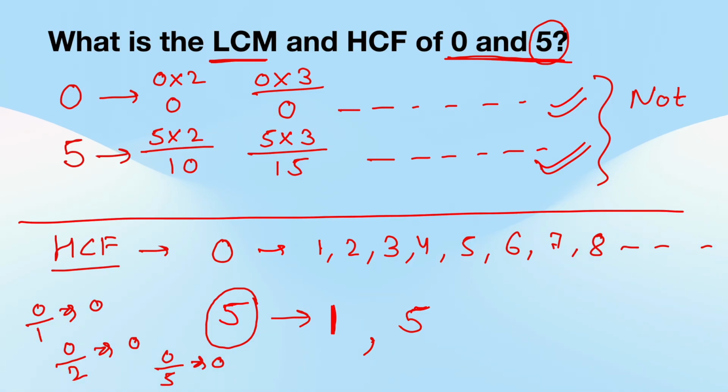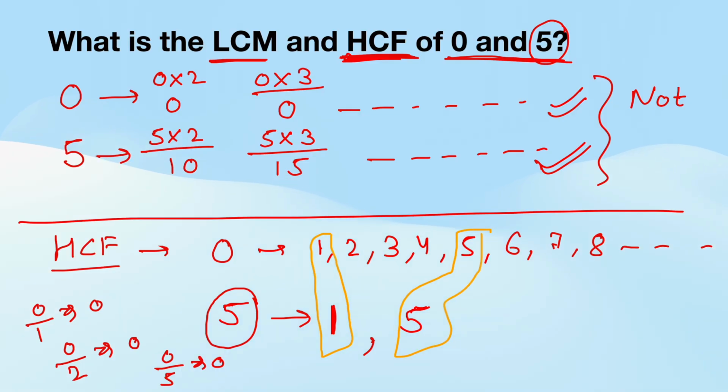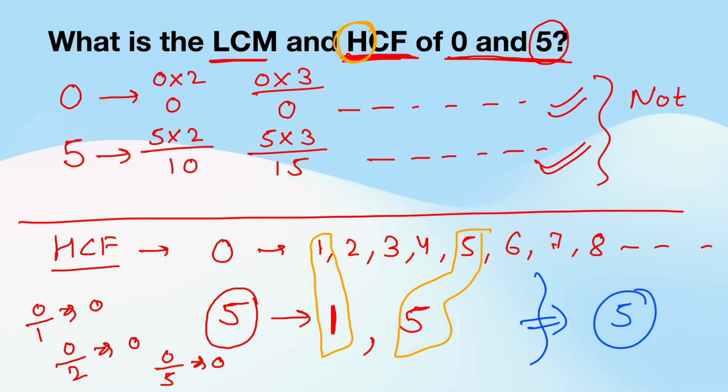But they are asking about the highest common factor, which means the factor should be common in both. 1 is common, 5 is also common, but they are asking for the highest common, and the highest one is 5. So the HCF of 0 and 5 is 5. But the LCM we can't define, because there is no possibility that a multiple of 0 and a multiple of 5 can be the same thing. Clear? Coming to the next question.